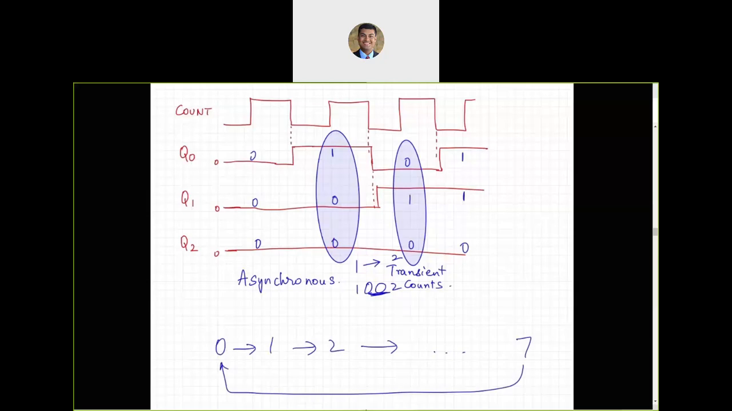But one problem that could happen because of this asynchronous counter is, instead of cleanly going from 2 to 3, it might go to 4 and 6 and then go to 3. So that is going to be for a very short duration, but it may happen because of that rippling effect through the various counters.